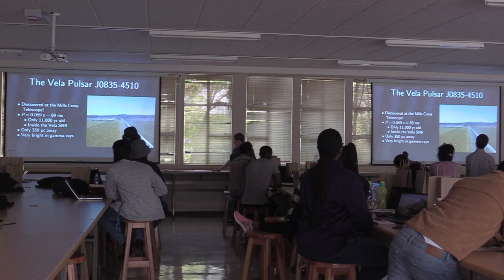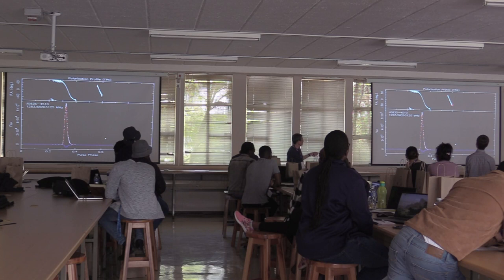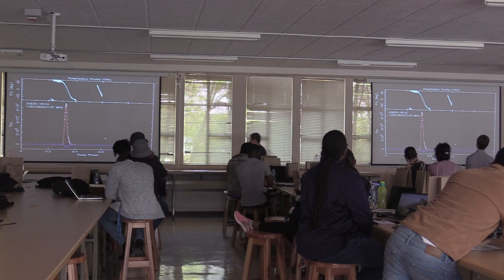So this is what the Vela pulsar looks like. It's the brightest pulsar. This is actually not correct. This is due to a processing error. But it has this single pulse that's 100% linearly polarized. It's almost too bright for MeerKAT.